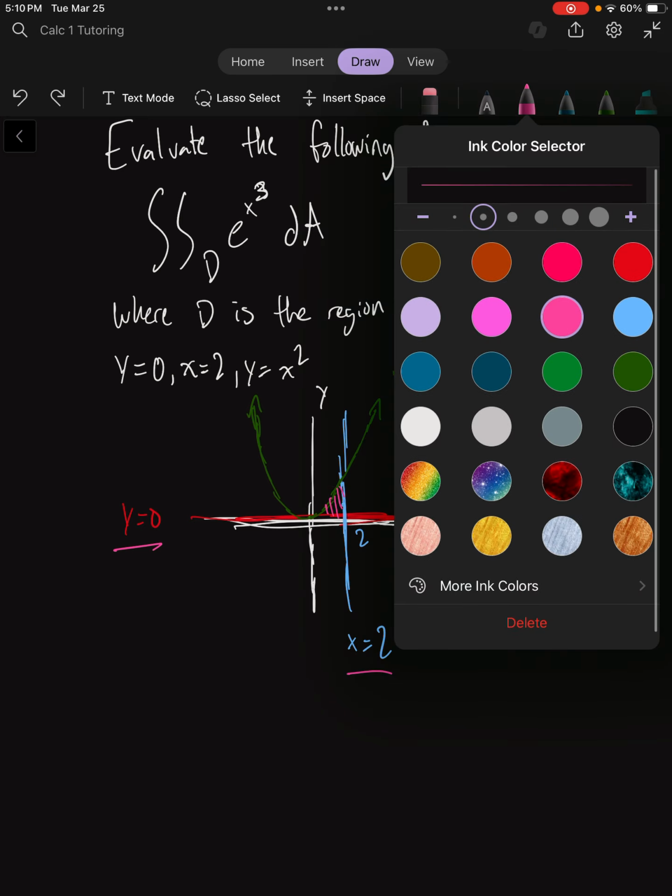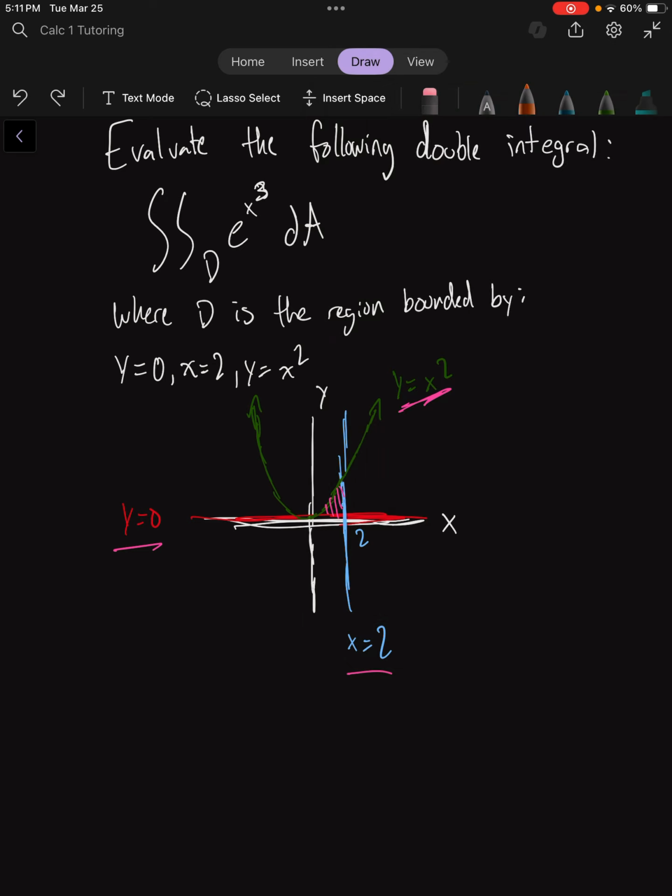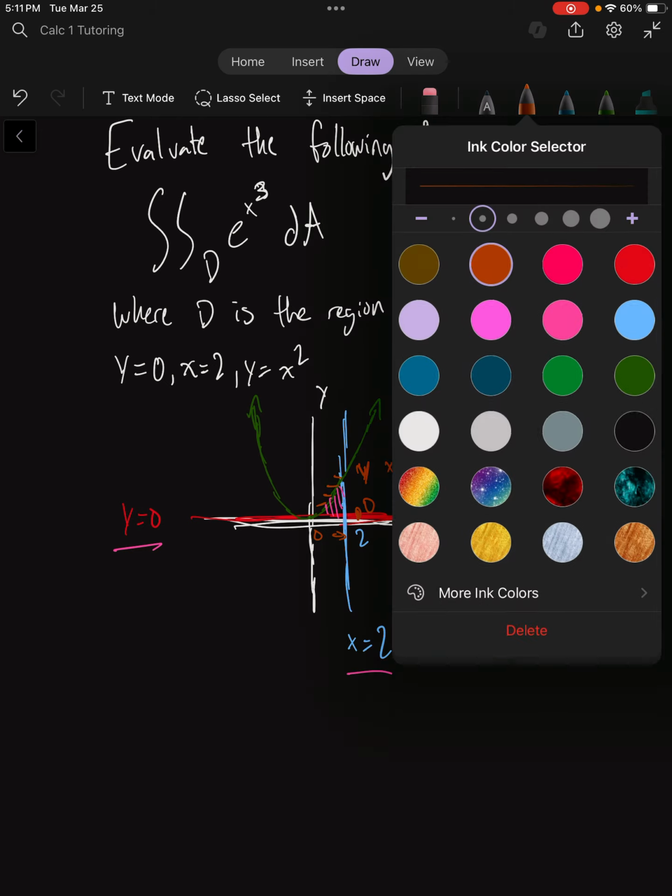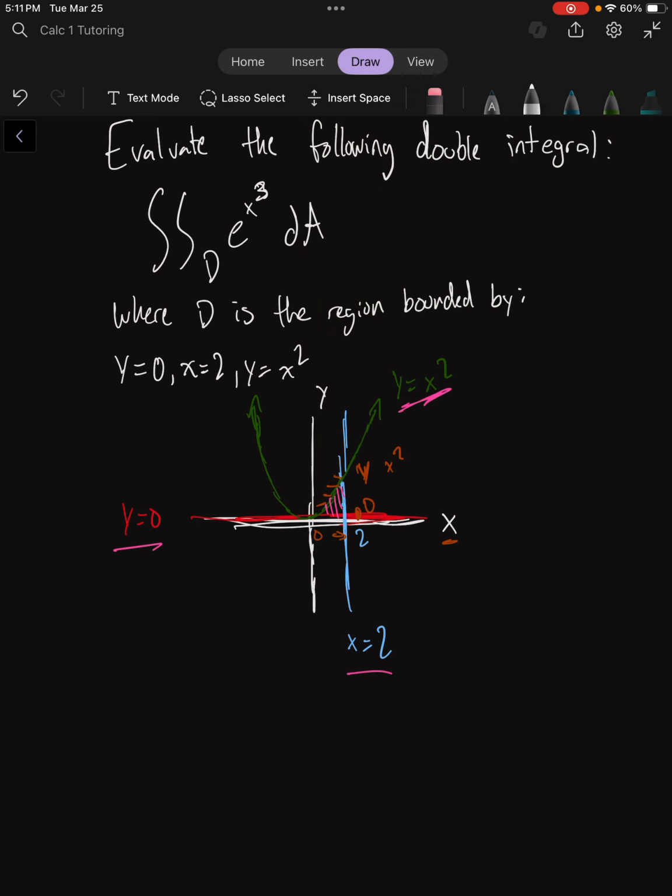So now that we have that, let's set up our bounds. We know that our x here is going from 0 to 2, and we see our y is going from 0 right here all the way up to wherever this x squared is going to be. So our y bound is going from 0 to x squared, right? So let's set that up in an integral now.